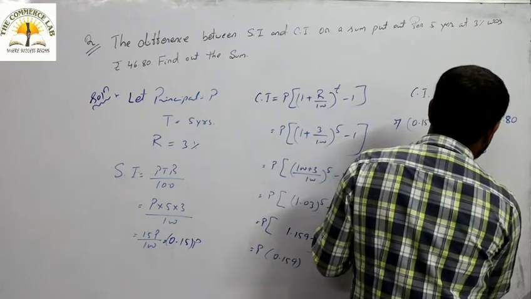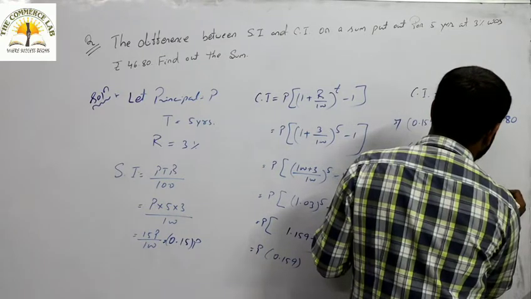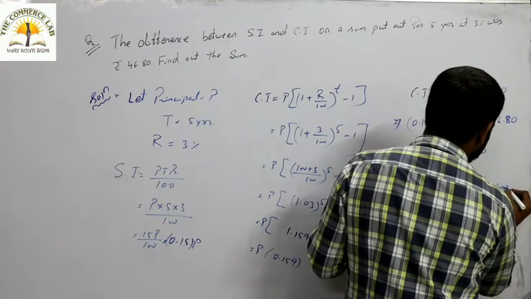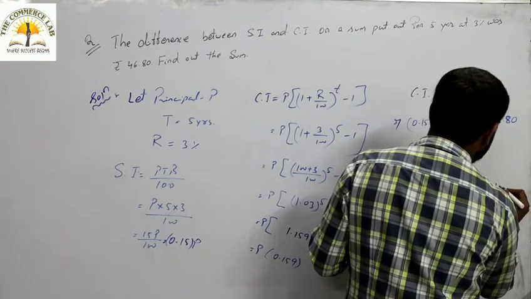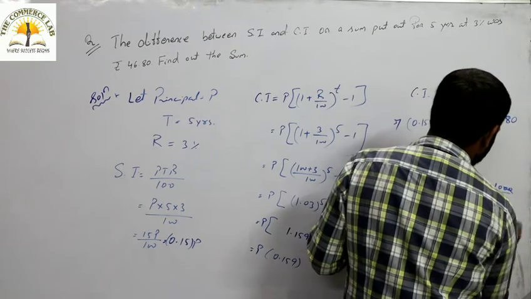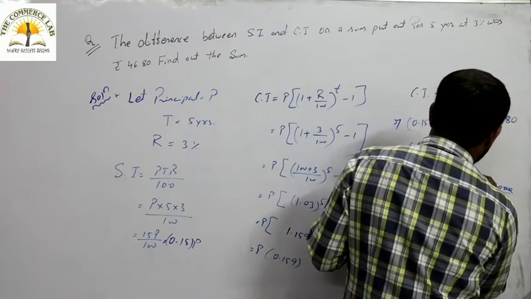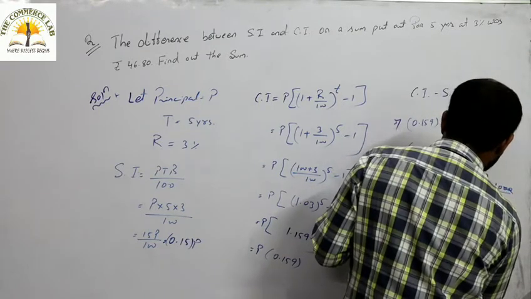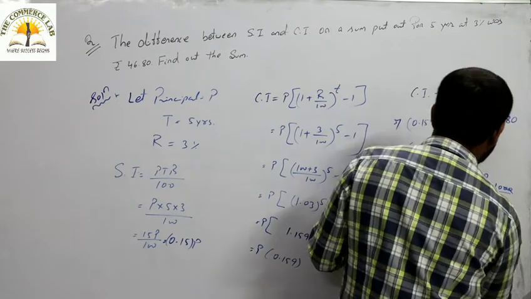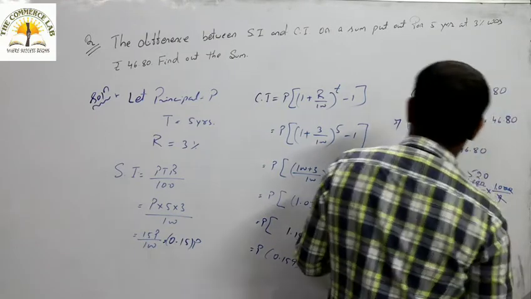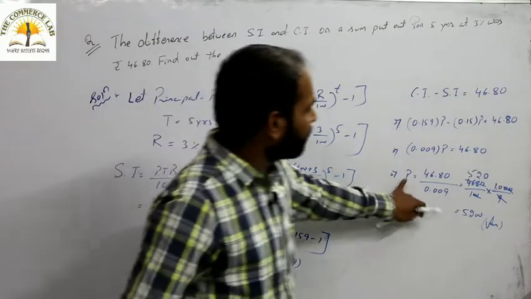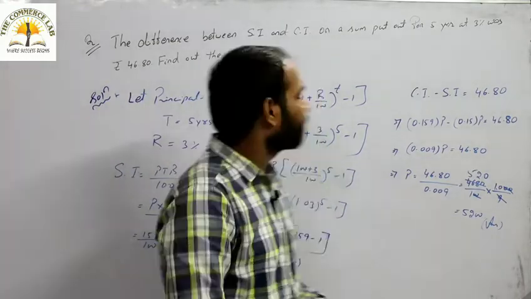So 46.80 divided by 100 multiplied by 1000 divided by 9. So 2 to cancel. So 9 5 is 45, 1852. So 5200. So 5200 is the answer. So find out the sum. The sum is the principal, P equal to 5200.